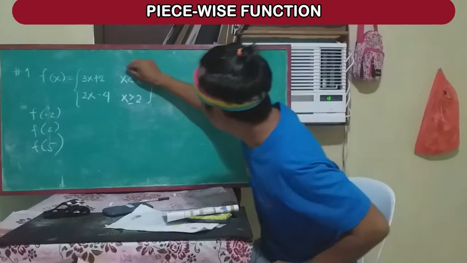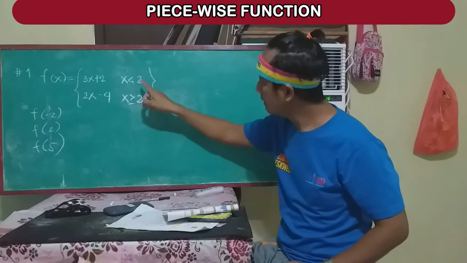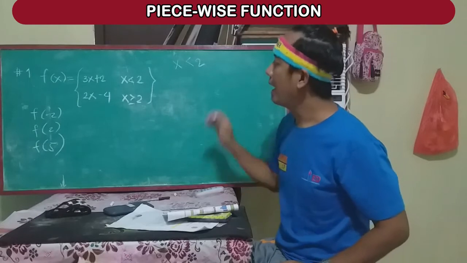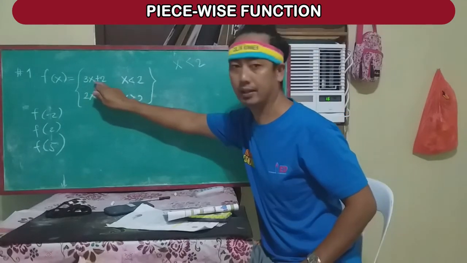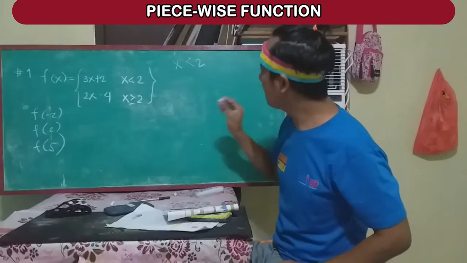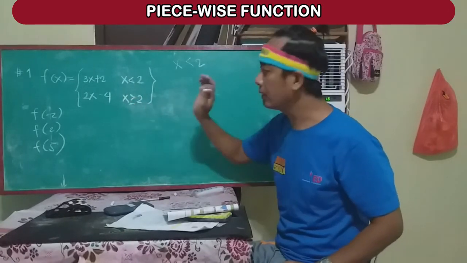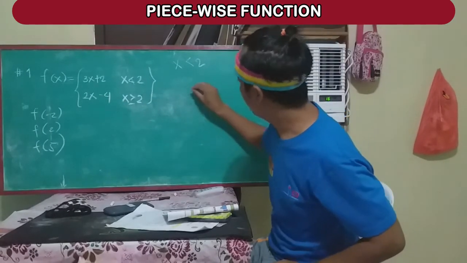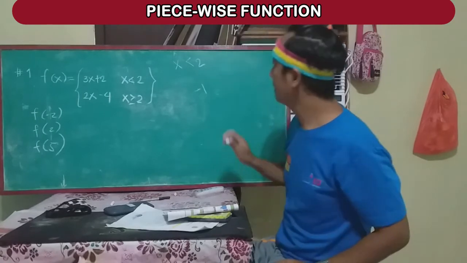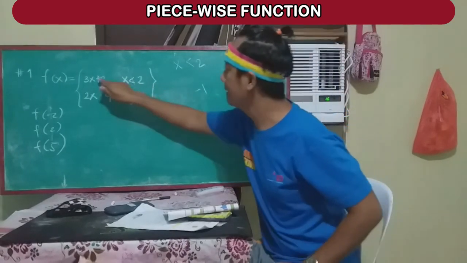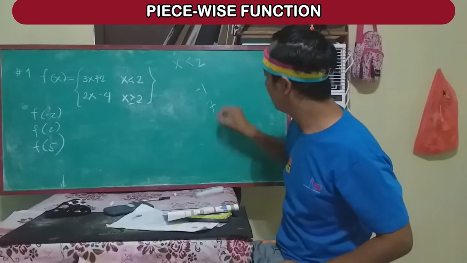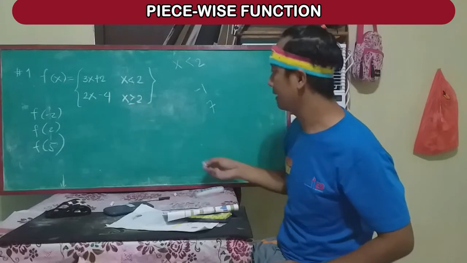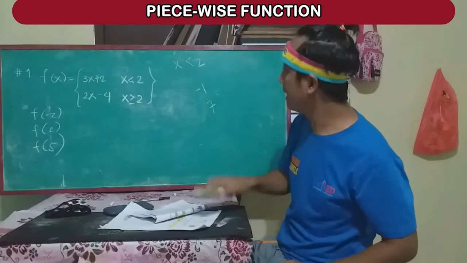Una, dito muna tayo. Ang ibig sabihin nito, lahat ng x na mas maliit sa 2 or less than 2, ang gagamitin mong function ay ito. Kapag lahat ng number na equal to 2 or greater than 2, ang gagamitin mong function ay 2x minus 4. So, example, kapag negative 1, less than 2 yan. So, gagamitin natin ito. Kapag 7, greater than 2. So, gagamitin natin ito. Yun lang yan.